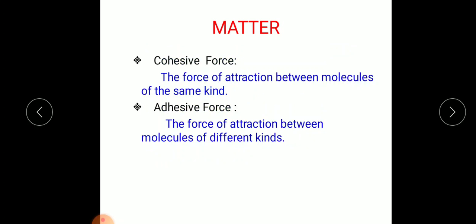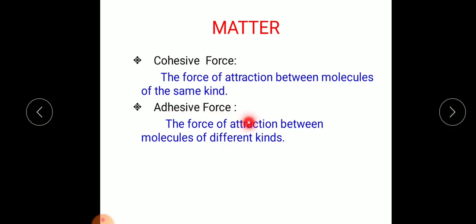Next, we have two important types of force. One we call cohesive force and another we call adhesive force. Cohesive force means the force of attraction between molecules of the same kind. Say, for example, water droplets on the leaves. When you just move them, the droplets will try to come closer to each other and form a single drop. So that is the force of attraction.